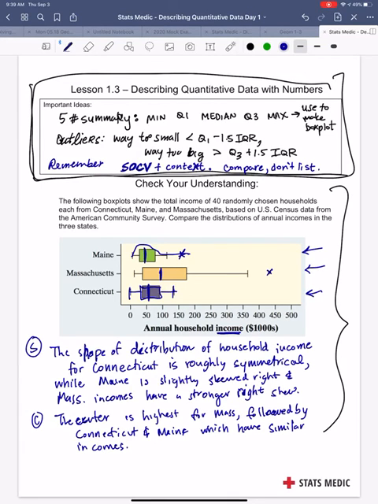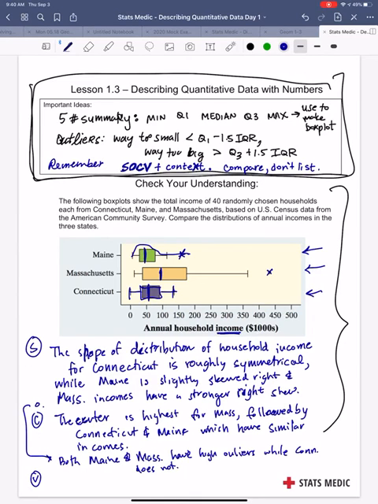All right. Now let's talk about, oh, I didn't talk about the outliers. I should have thrown that in there, right? Outliers. Both Maine and Massachusetts have high outliers, while Connecticut does not.